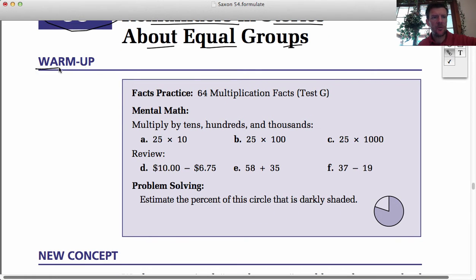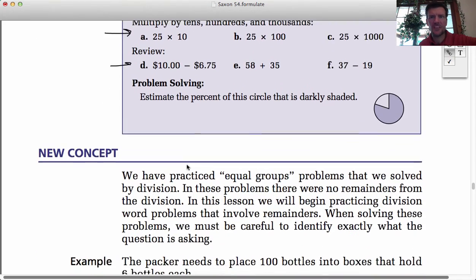As always, there are some warm-up questions right here, so spend some time looking at these. Always important to review what you've done, and that will help you get back into the swing of things here, especially if you haven't done some lessons for a while. But take some time to warm up your mathematical mind, and then we'll jump into the new concept.